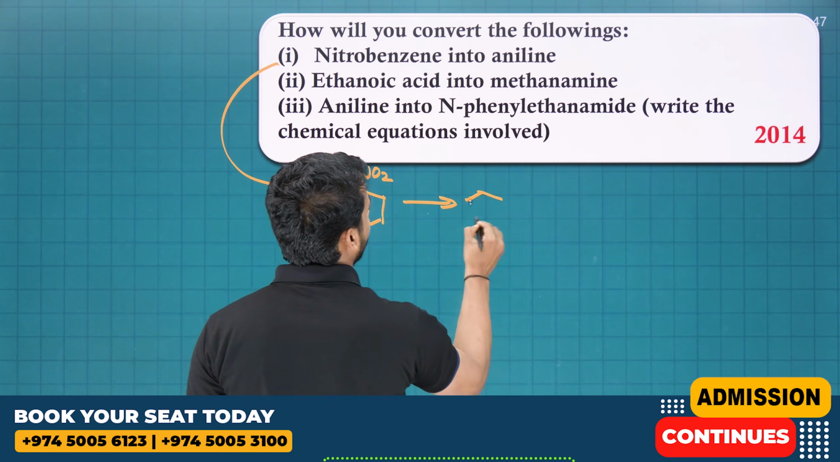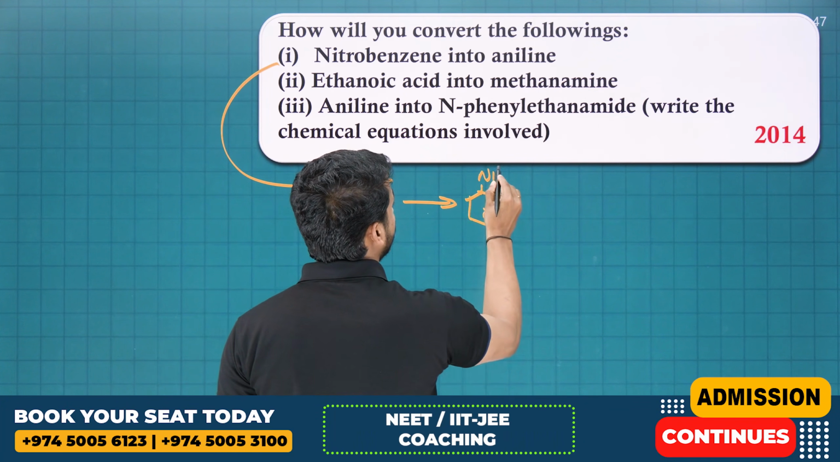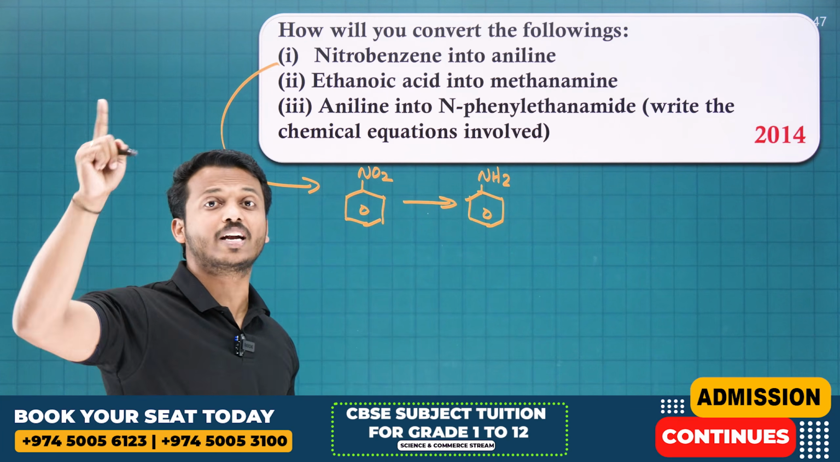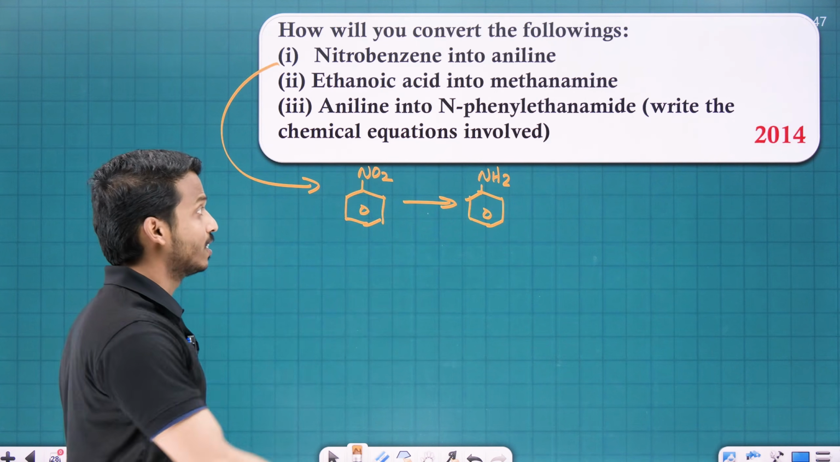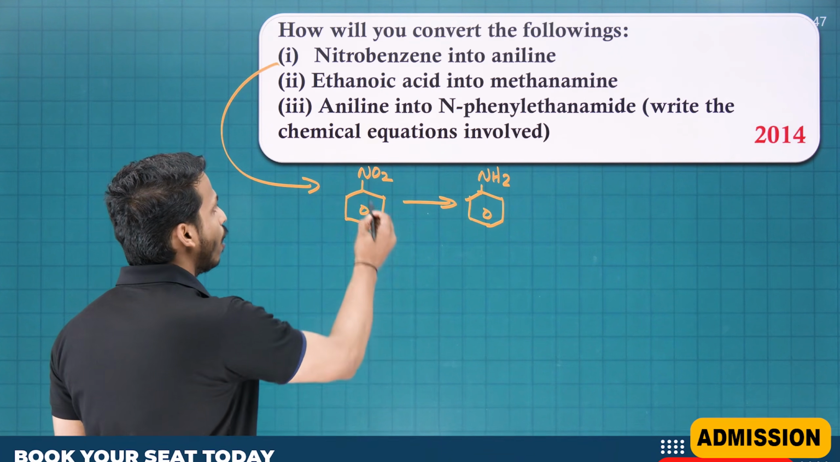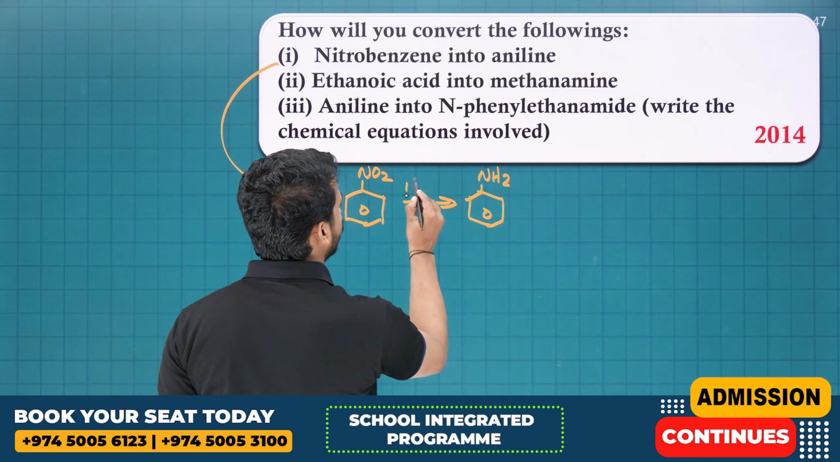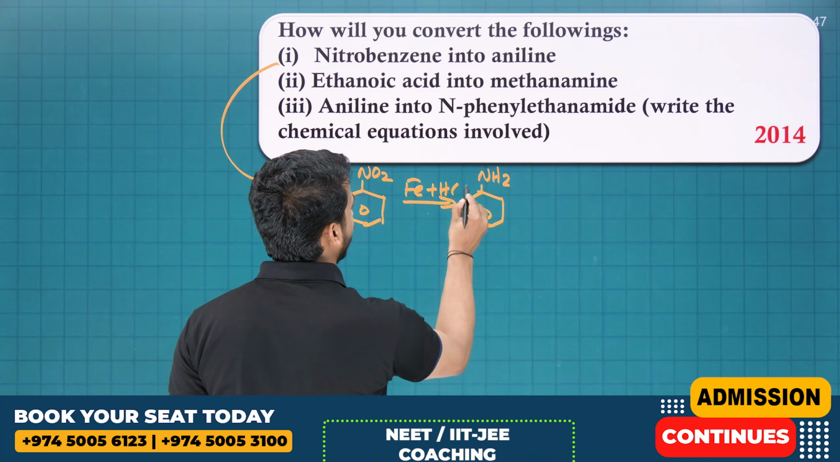Nitrobenzene, how we can convert it to aniline. See, 2014 question repeated in 2024 after 10 years. This is the first question in 2024. How can we convert nitro group into NH2? We can use iron and HCl, right?